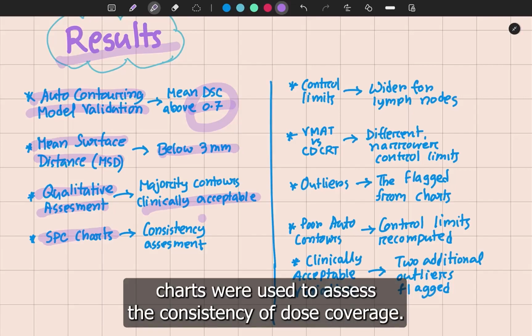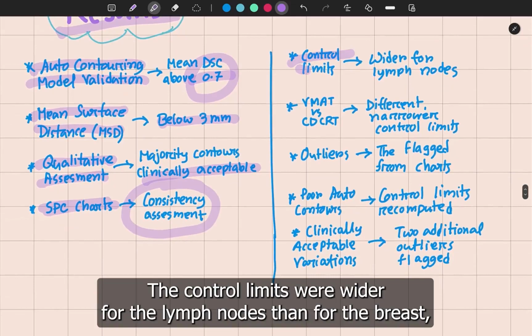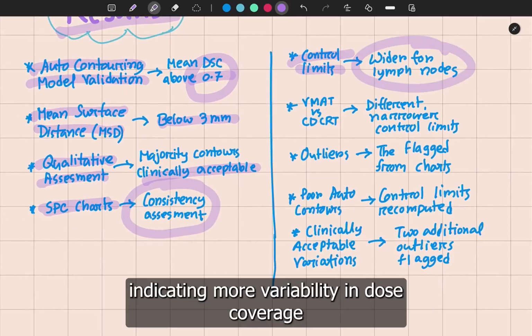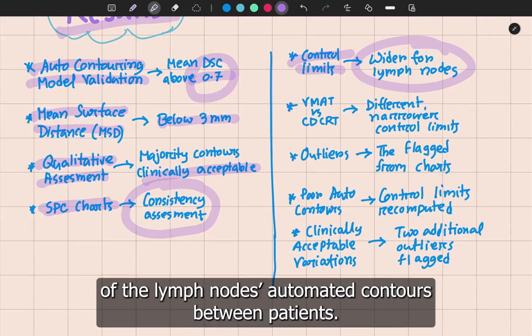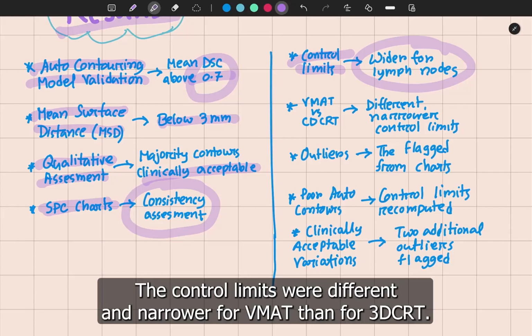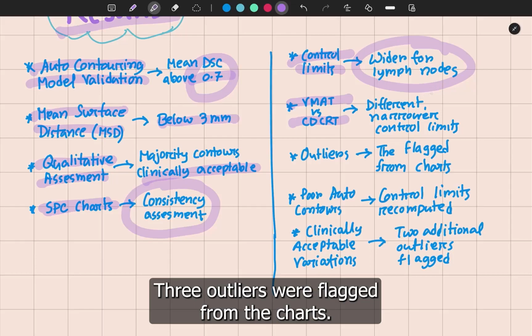SPC charts were used to assess the consistency of dose coverage. The control limits were wider for lymph nodes than for the breast, indicating more variability in dose coverage of lymph nodes automated contours between patients. The control limits were different and narrower for VMAT than for 3D CRT. Three outliers were flagged from the charts.